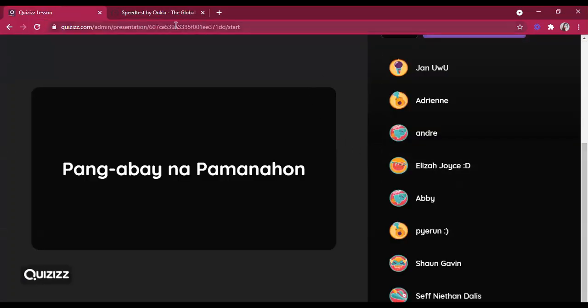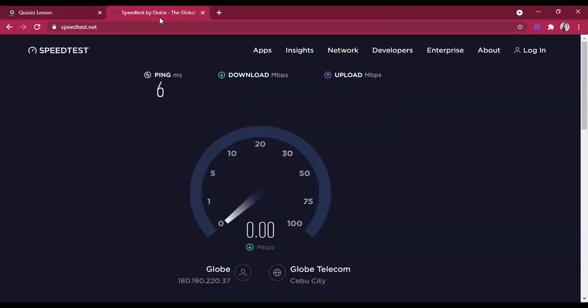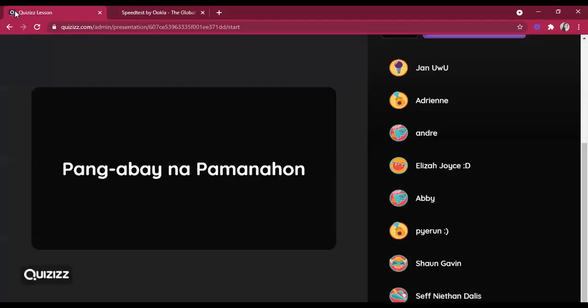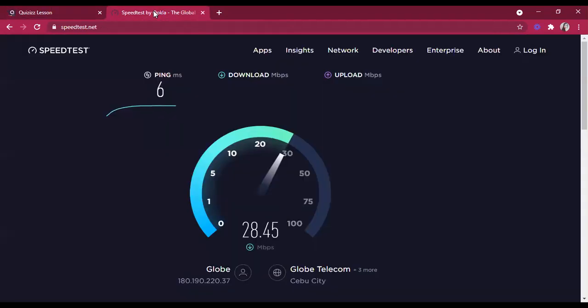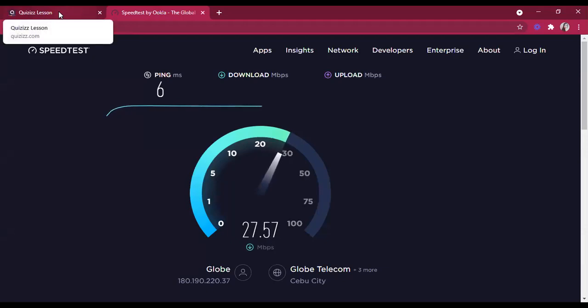We're going to have a review in Filipino. Pamanahon? Yes, pang-abay na pamanahon. That means adverb of place? Pamanahon, Zach, adverb of time.